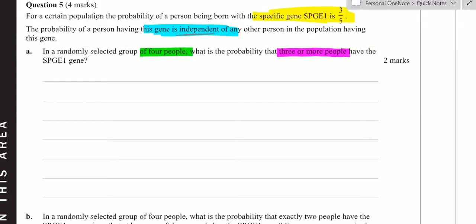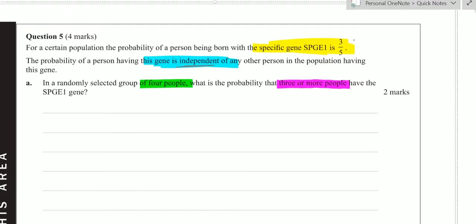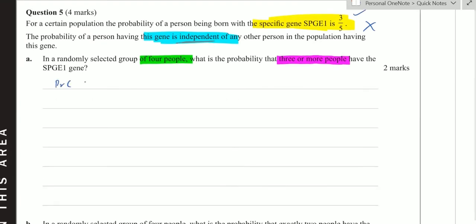So this is binomial. We can easily see that the 2 criteria are either has the gene or doesn't have the gene. So if there's 2 things, we know it's binomial. So it's asking for the probability. I probably shouldn't name it P. We'll just name it X, like X equals the number of people with the gene. So the probability that X is 3 or more, so X is greater than or equal to 3.